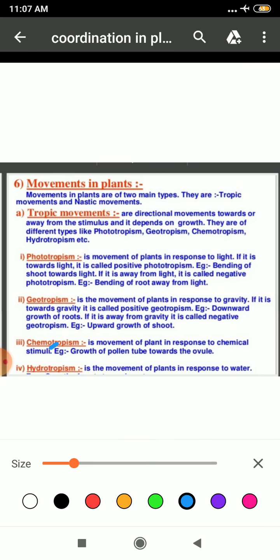Next is chemotropism, students. It is the movement of the plant in response to chemical stimuli. Example, growth of the pollen tube towards the ovule. I have shown you in your diagram. And last is hydrotropism. It is the movement of the plant in response to water. Clear?